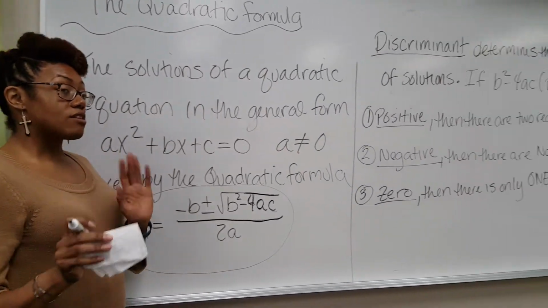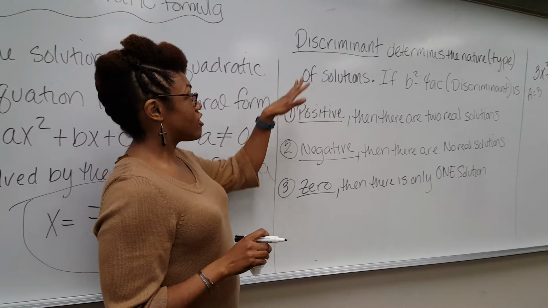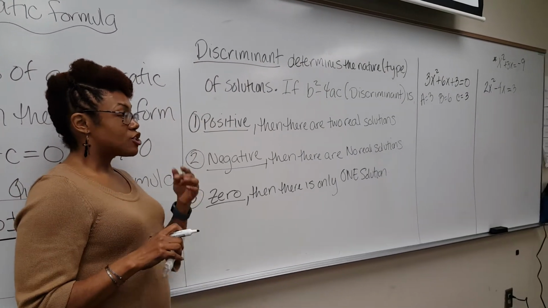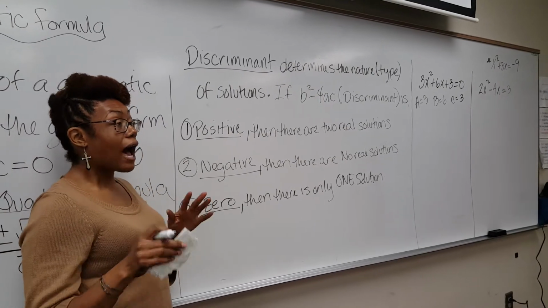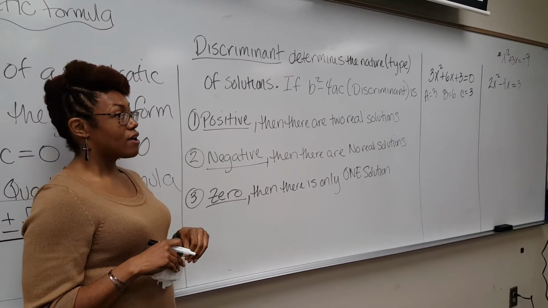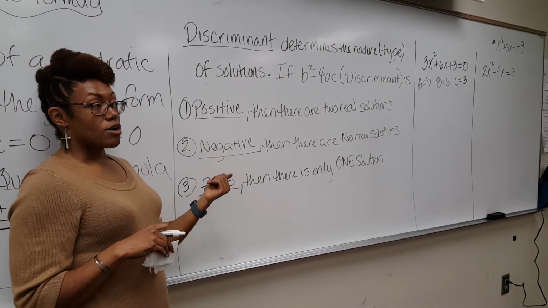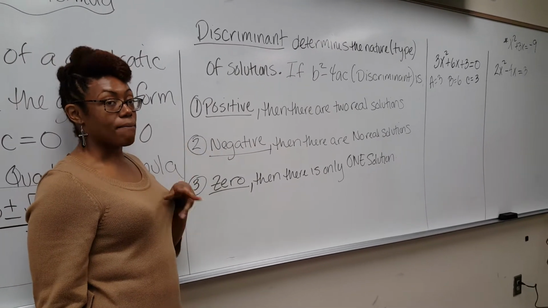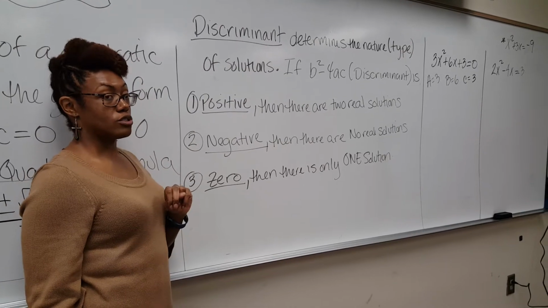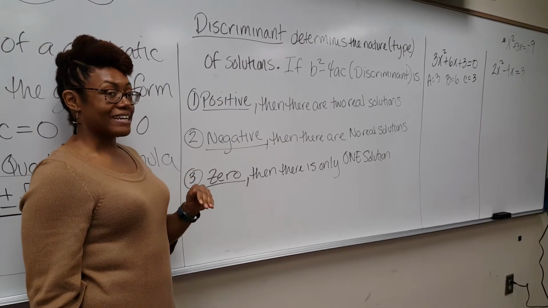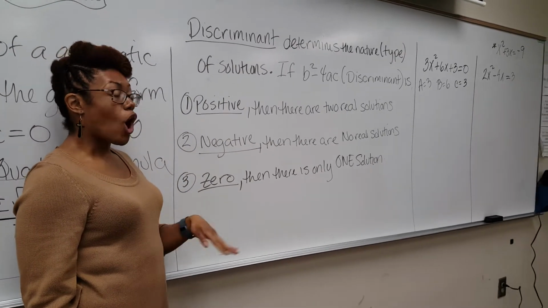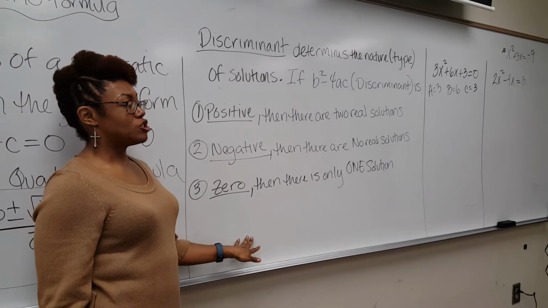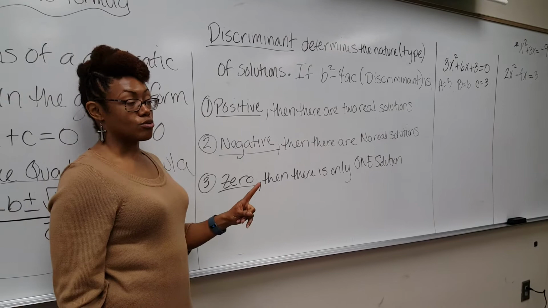But before we get to solving by quadratic formula, there is something inside of the quadratic formula called the discriminant. The discriminant determines how many or the type of solutions that you will have. The discriminant is b squared minus 4ac. When the discriminant is positive, you'll have 2 real solutions. When the discriminant is negative, you will have no real solutions. And when the discriminant is 0, you'll have only 1 solution.